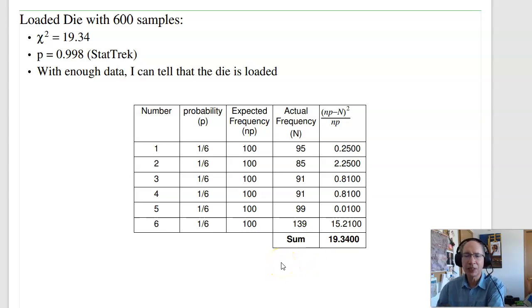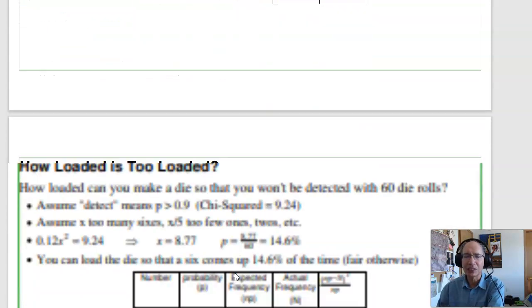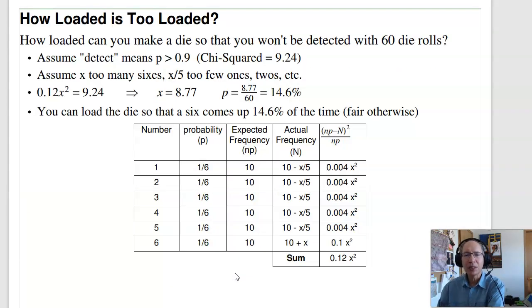If you get too greedy, like 100% loading, if I'm rolling 6, 6, 6, 6, yeah, that's pretty easy to spot. 10% loading is pretty hard to see. Which brings up the question, how loaded is too loaded? Well, I can calculate that.